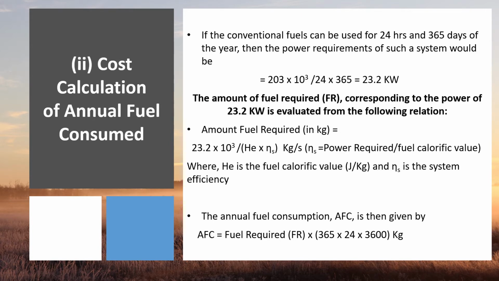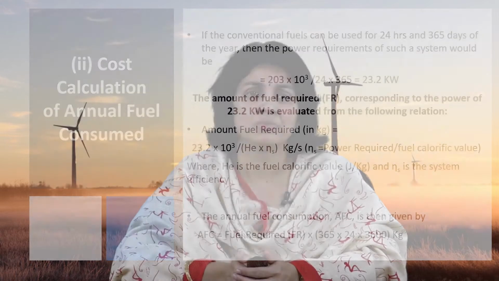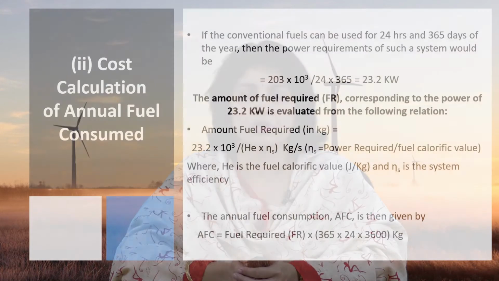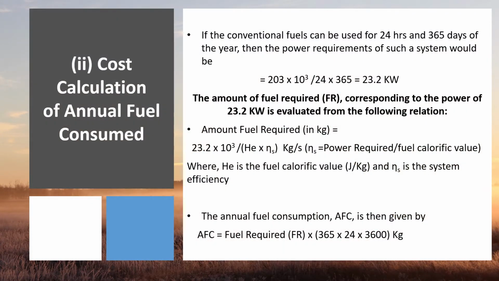Then we will do cost calculation for annual fuel consumed. If the conventional fuels can be used for 24 hours and 365 days of the year, then the power requirement of such a system would be 203 into 10 to the power 3, that is in kilowatt hour, divided by 24 into 365 days. The result will be 23.2 kilowatt.